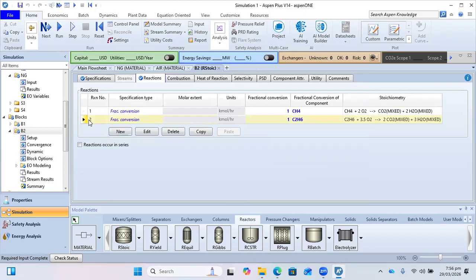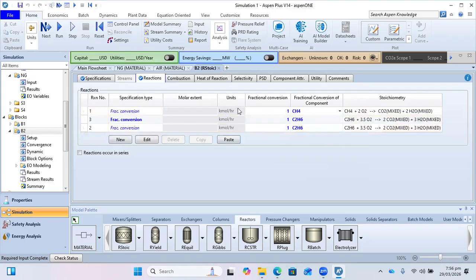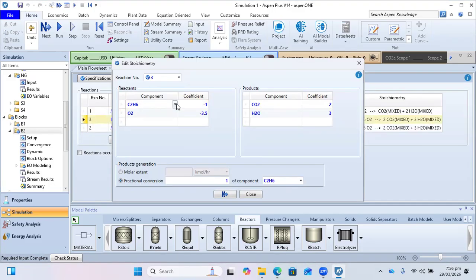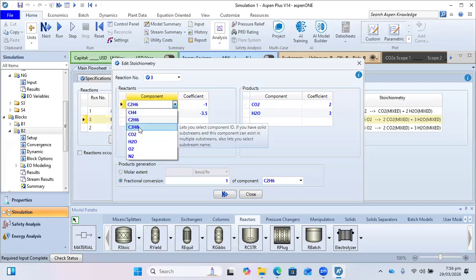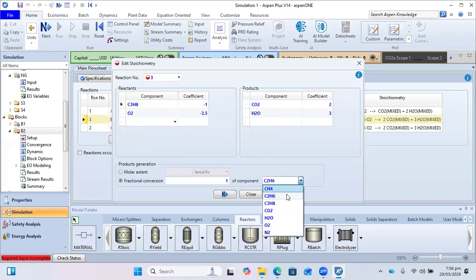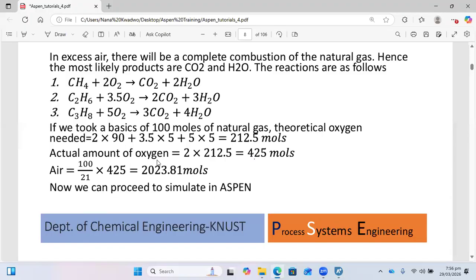So for the last one, I'll just copy and then I'll change the value so that I don't have to do everything all over. So if you want to do that, you can highlight that rule, click on copy, click on paste, right? And Aspen does that for you. Then you can go into that specific one and just change what you need to change. So I'll change this to propane. I'll change that to propane. And then the coefficients, it's 1, 5, 3, and 4.